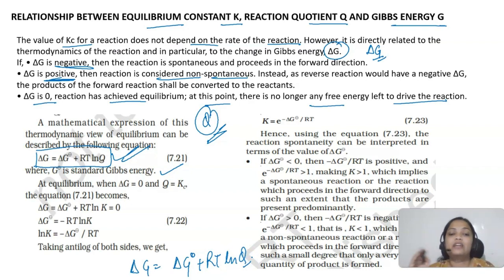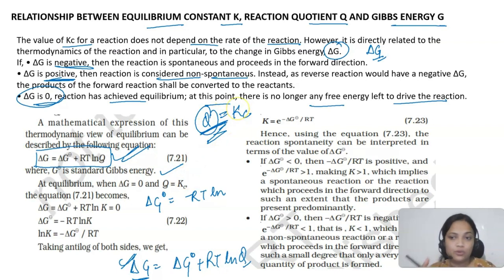So at equilibrium, we have discussed that the delta G value is 0. If delta G is 0, then delta G naught will be equal to minus RT log Q. Now we are talking about equilibrium, so at equilibrium Q will become Kc. So instead of Q we will be writing Kc: minus RT log Kc or K, and from here log Kc or log K will be minus delta G naught upon RT.